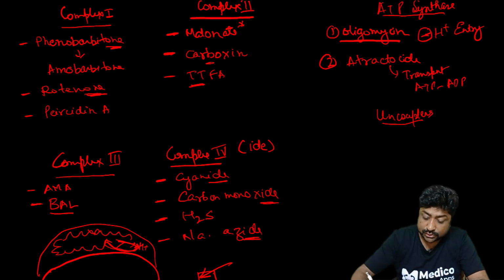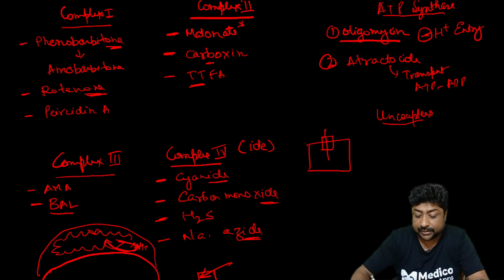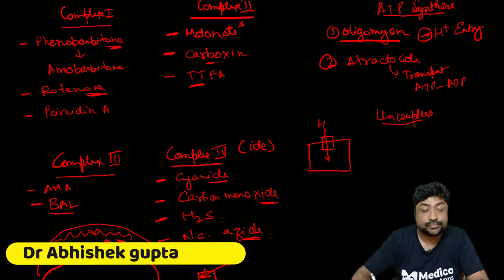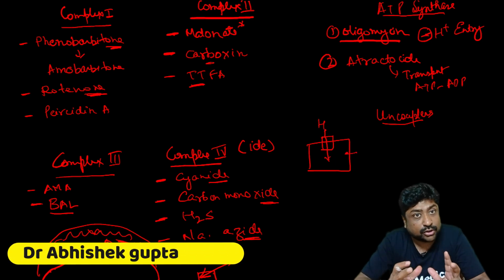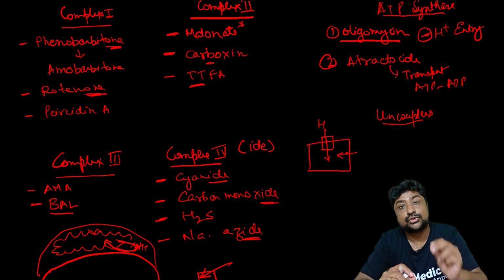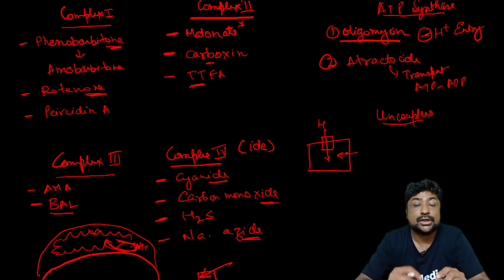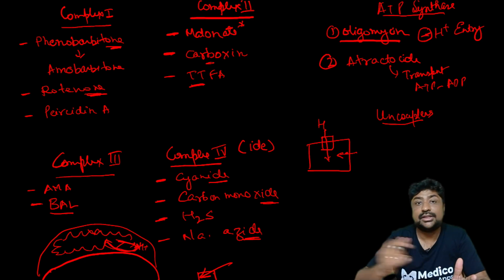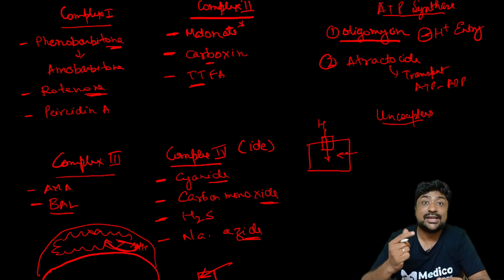Let's say this is the inner mitochondrial wall and this is your ATP synthase. If the hydrogen ion is coming from here, it will produce ATP. But let's say it can enter from here, because ATP synthase is not there, due to some inhibitors, it has become porous. So it will directly enter, but it will not produce energy. So what will it produce? All this movement of hydrogen ion will produce heat.